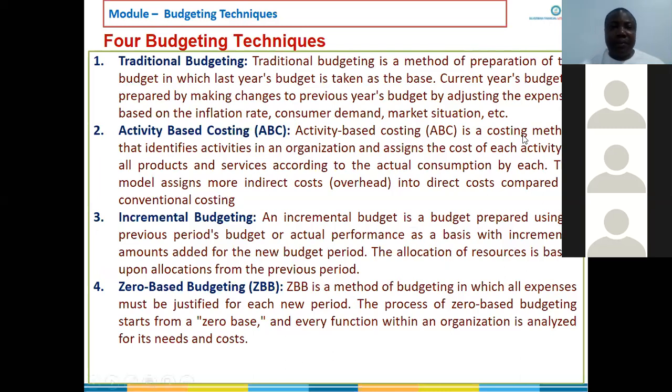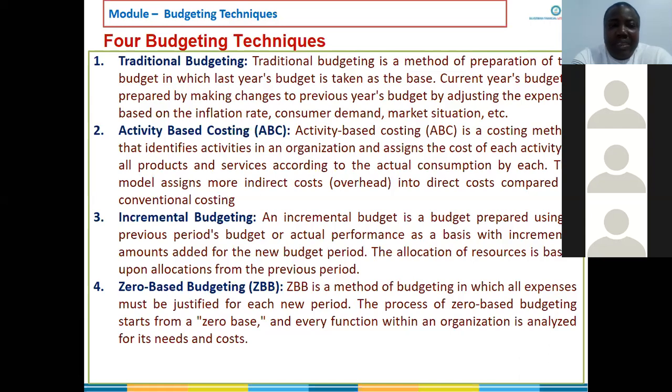Okay. So the traditional budgeting, as I explained on the previous slide, is a method of preparation of the budget in which last year's budget is taken as the base. The current year's budget is prepared by making changes to the previous year's budget by adjusting the expenses based on the inflation rate, consumer demand, market situation, etc. The same thing applies to the sales. So when we say traditional, that is the old way or the normal way of doing the budgeting. You just see the old budget and compare and then begin to adjust. Then you prepare your new budget for this year or next year or the future years. So that is called the traditional method of preparing a budget.